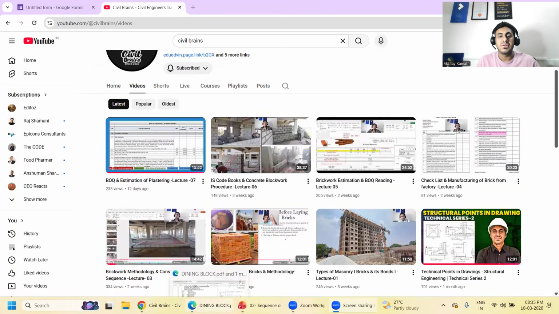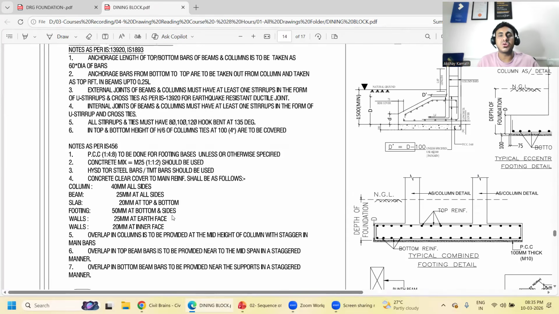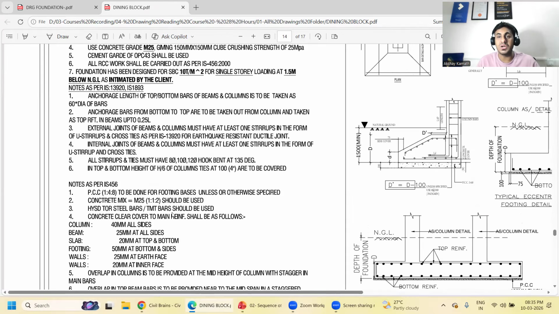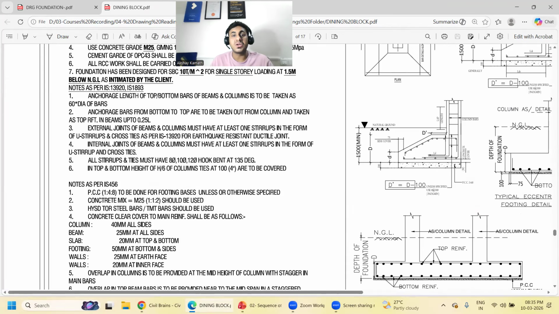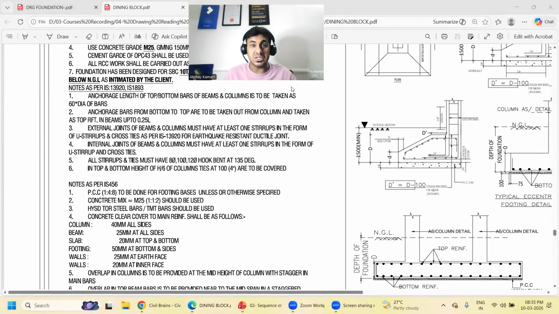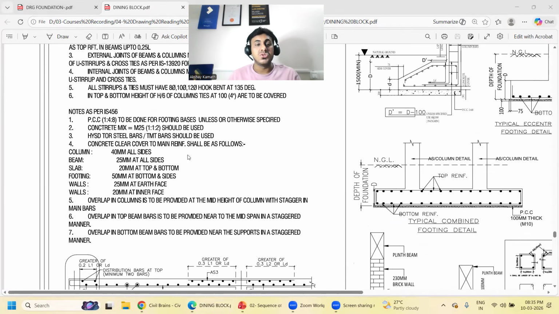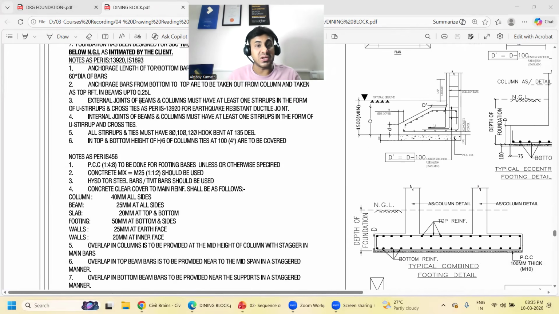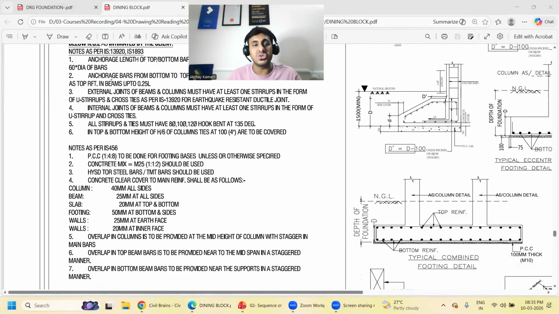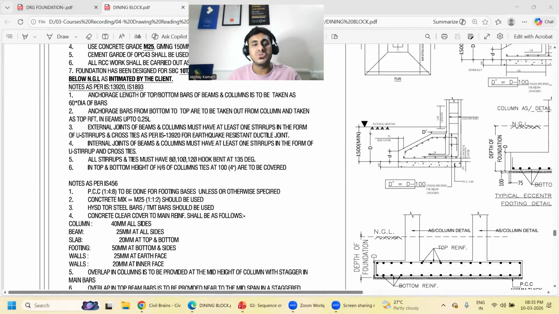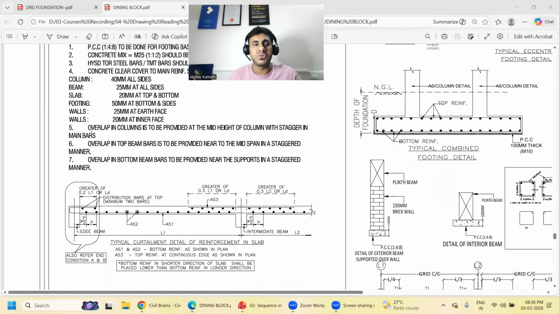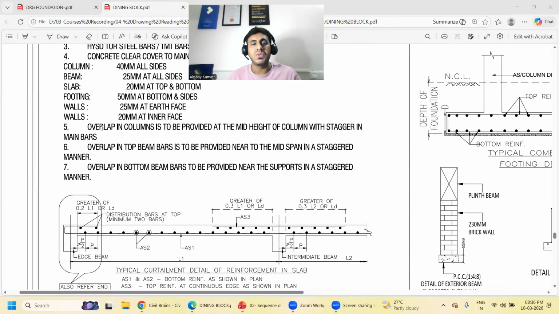So these are the drawings that you get once you start to work in the construction field. These are the drawings that you're going to get. So we'll try to decode all these drawings and understand the meaning of all these things. In the last two lectures, I have taught you a few of the points from this, so I'll start from where I left off. Here they have written one point: overlap in column is to be provided at the mid height of the column, staggered in main bar.